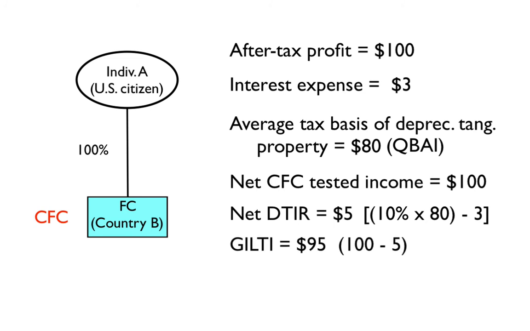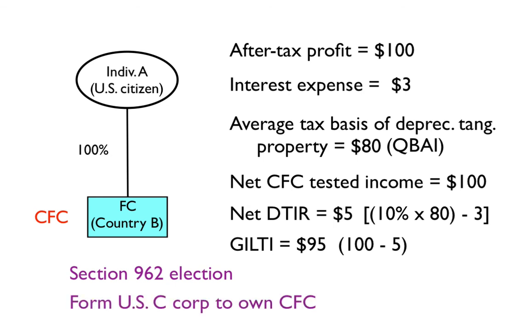Individual A will need to include $95 on his Form 1040 as GILTI for the year. The GILTI will likely be taxed at ordinary income rates. Individual A may want to make an election under Section 962 to be taxed at corporate rates. Alternatively, individual A may want to consider forming a U.S. C corporation and transferring the shares of FC into the U.S. C corporation.